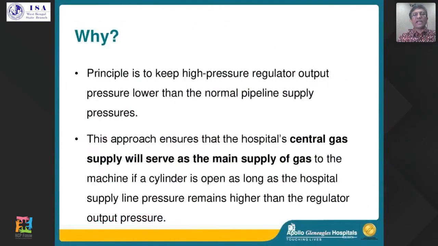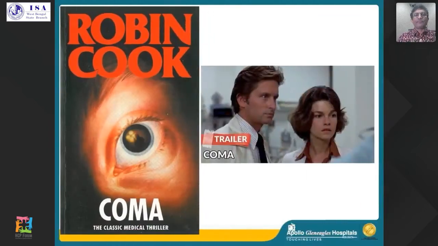The principle is to see that if it is connected to the pipeline pressure, the central pipeline will serve as the main supply of gas to the machine and not the cylinder, even if the cylinder is being kept open. So this pipeline gas gets the opportunity to supply the oxygen or the gases to the machine, and not the cylinder, even if it is kept open. That is the principle.